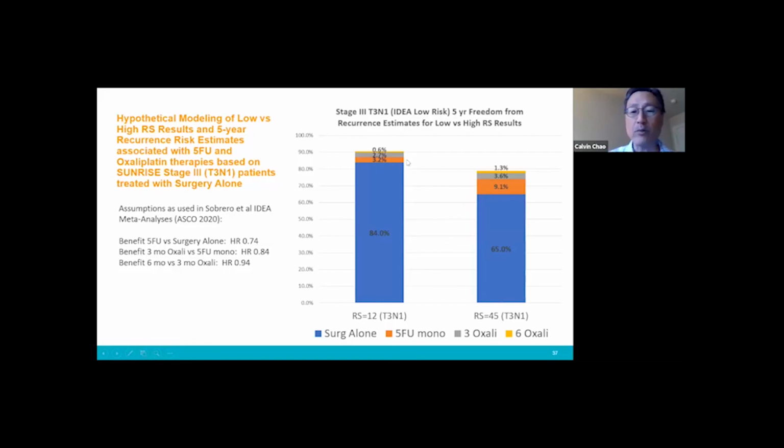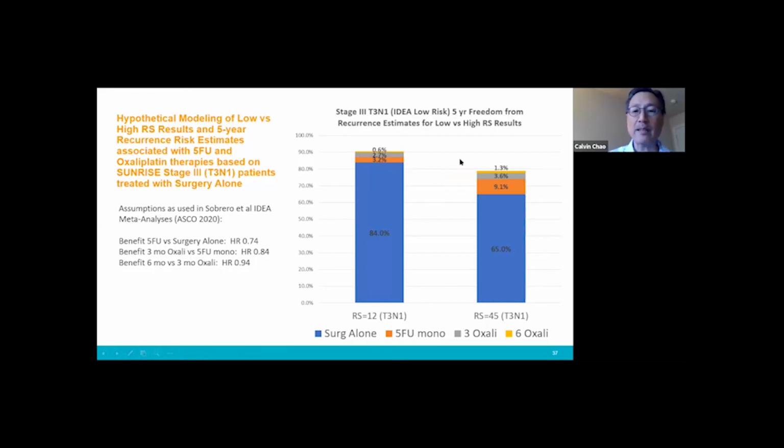Same thing with a high recurrence score. Notice that surgery alone drops down from 84% to 65% just by changing the recurrence score from low to high in a T3N1 patient. Now the picture looks very different, because we should try to be as aggressive as we can to get that overall risk of recurrence as low as possible, so that we can get close to 80% if we give them maximum chemotherapy. So again, using these same hazard ratios and modeling, we could produce an RSPC-like tool that could factor in things like tumor grade, number of lymph nodes examined, T stage, N stage, as well as the recurrence score.